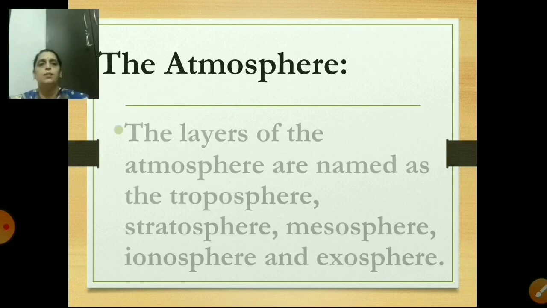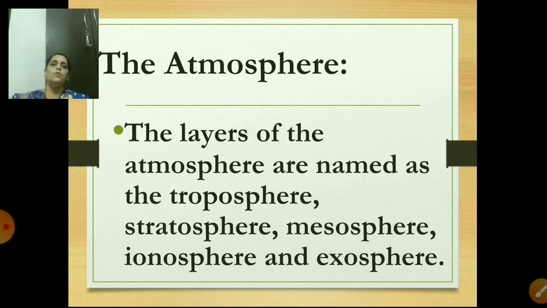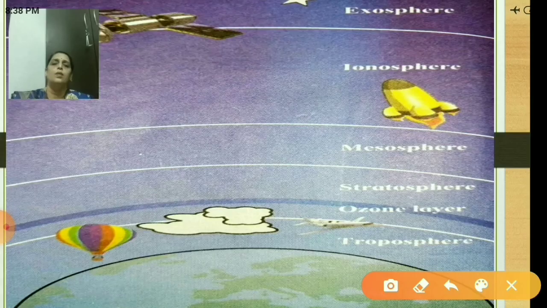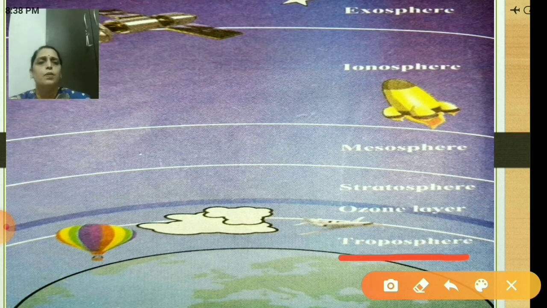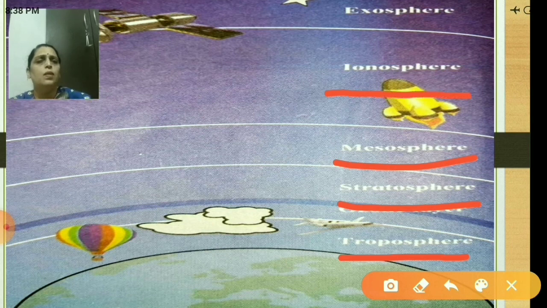Now the next. The layers of the atmosphere are named as the troposphere, stratosphere, mesosphere, ionosphere and exosphere. Now in this picture, I will show you all the spheres. First is troposphere. Second is stratosphere. Third is mesosphere. Fourth is ionosphere. And the fifth is exosphere.